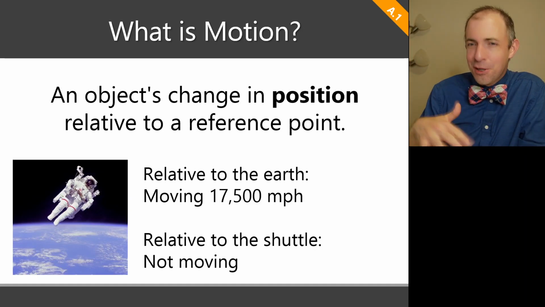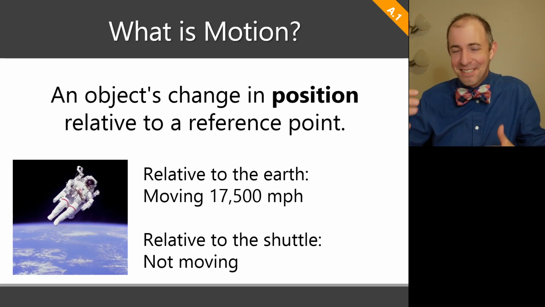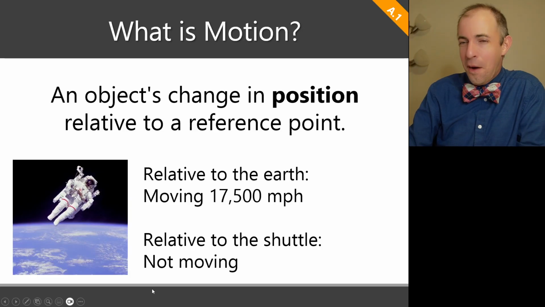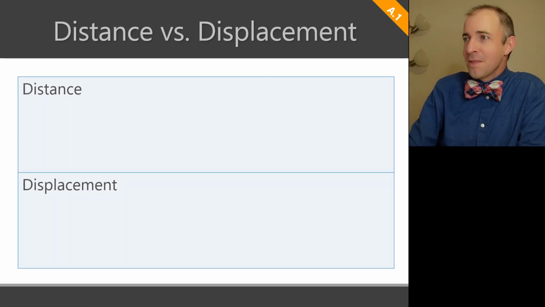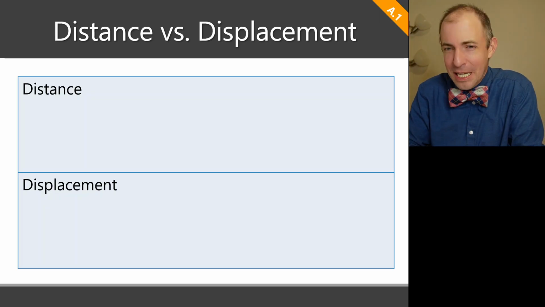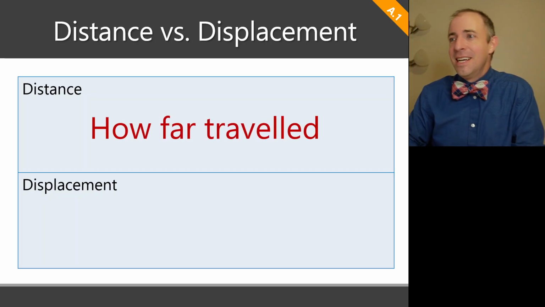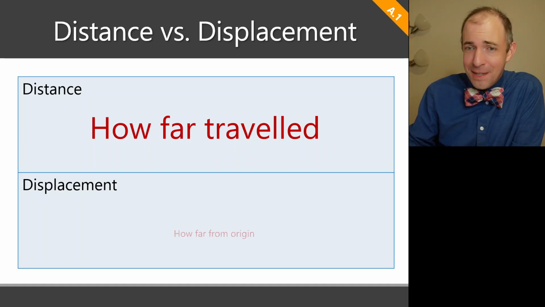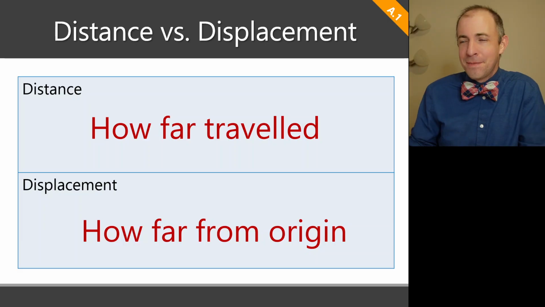Usually we will define the surface of the Earth as our reference, not the Earth orbiting the sun or the sun moving in the galaxy. We use something that kind of matches our reference point. Now, distance and displacement, two terms that sound very similar. Distance is basically how far you have traveled. Displacement is similar, but it's how far you are from where you started, how far from the origin.